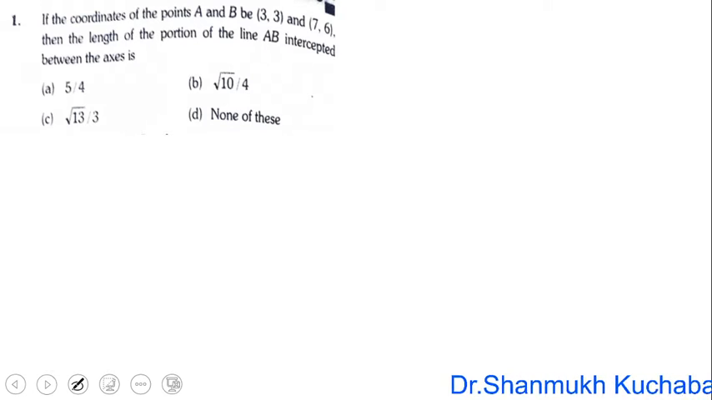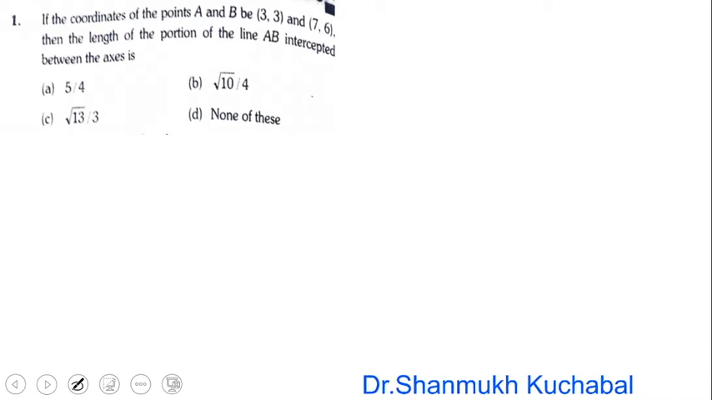So in the first question it is given that if the coordinates of the points A and B are: point A is (3, 3), second point is (7, 6), then the length of the portion of line AB intercepted between the axes is. So here we have to write the equation of line AB.